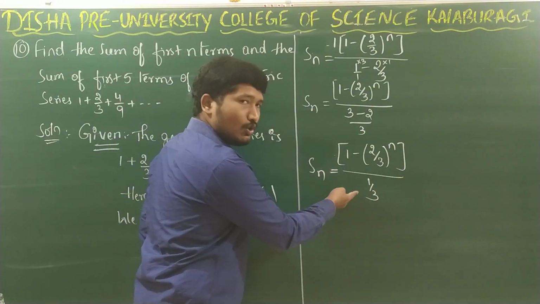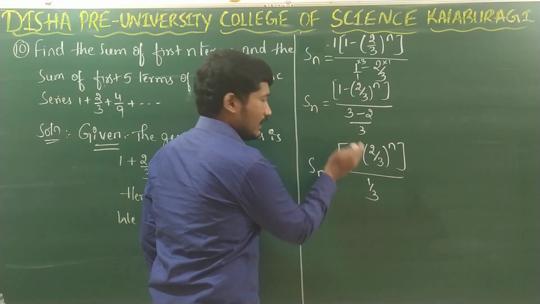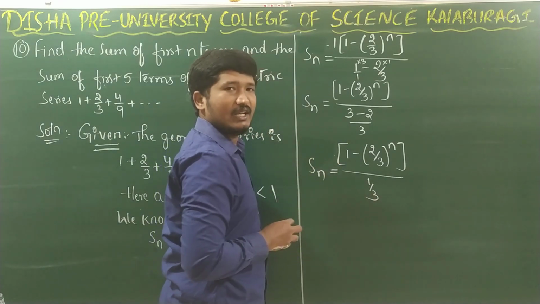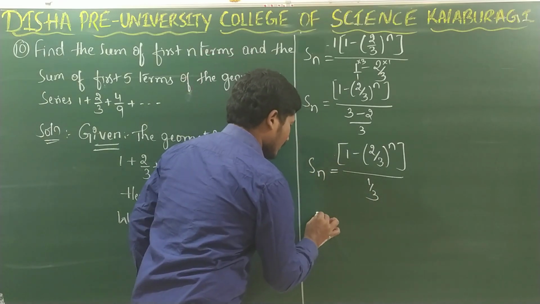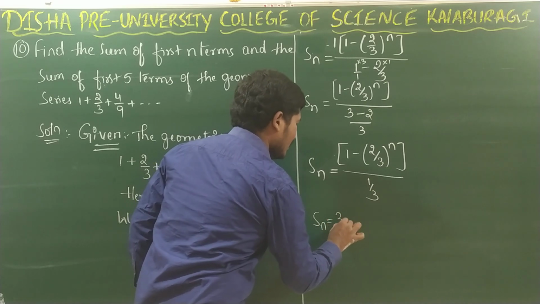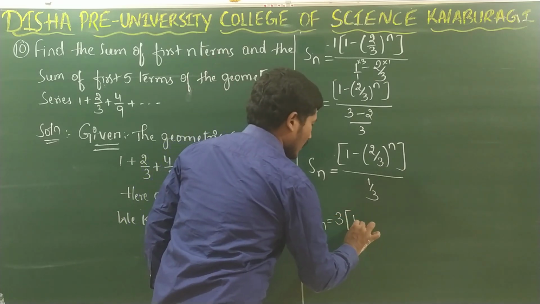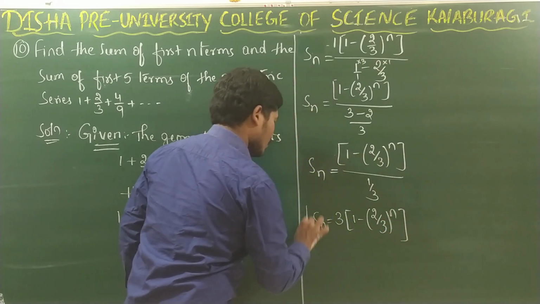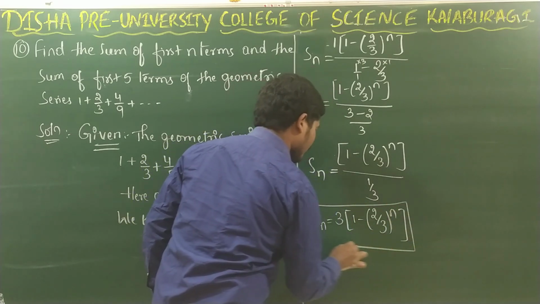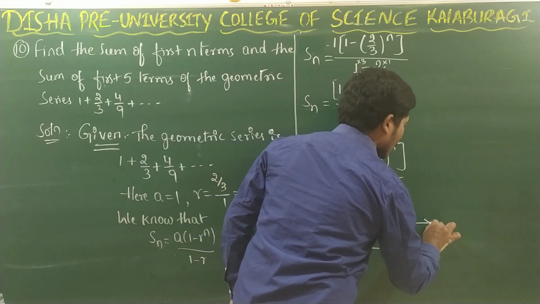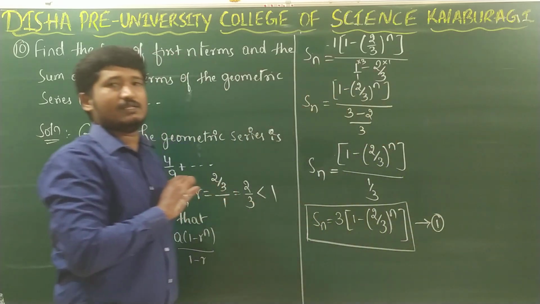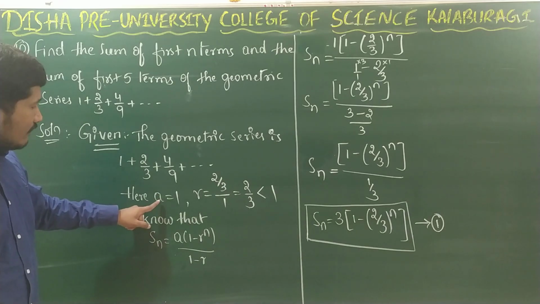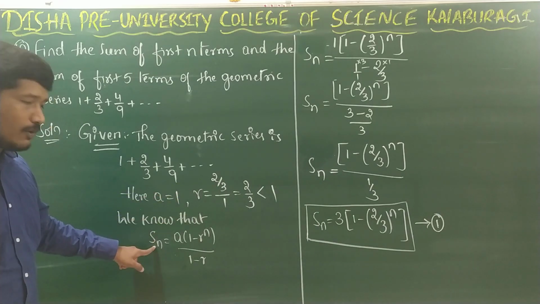Next, in the denominator we have the fraction, so I can take its reciprocal. So 3 will come to the numerator. So Sn is equal to 3 into 1 minus 2 by 3 whole power n. This is the sum of first n terms of the given geometric series. We have substituted the value of a as well as r in the formula.